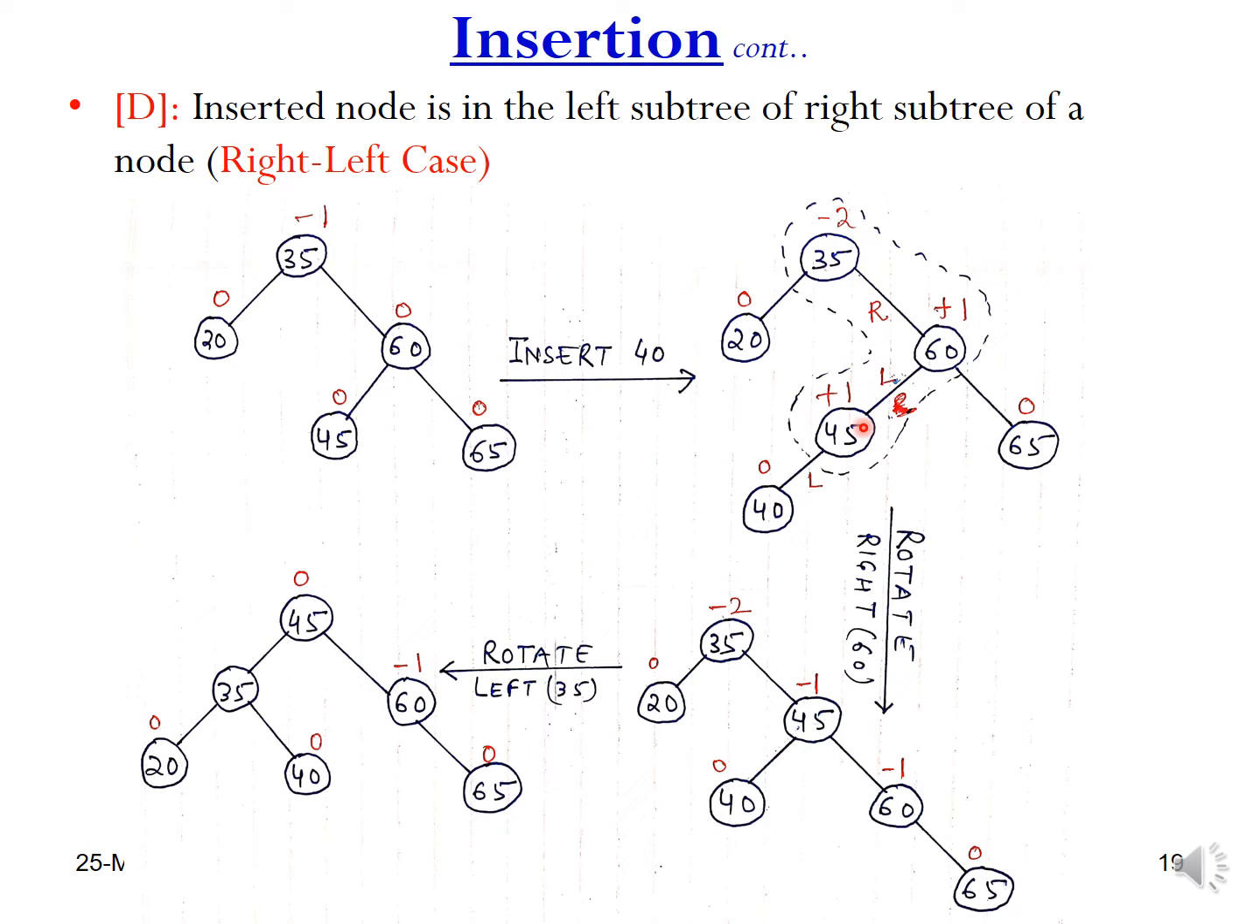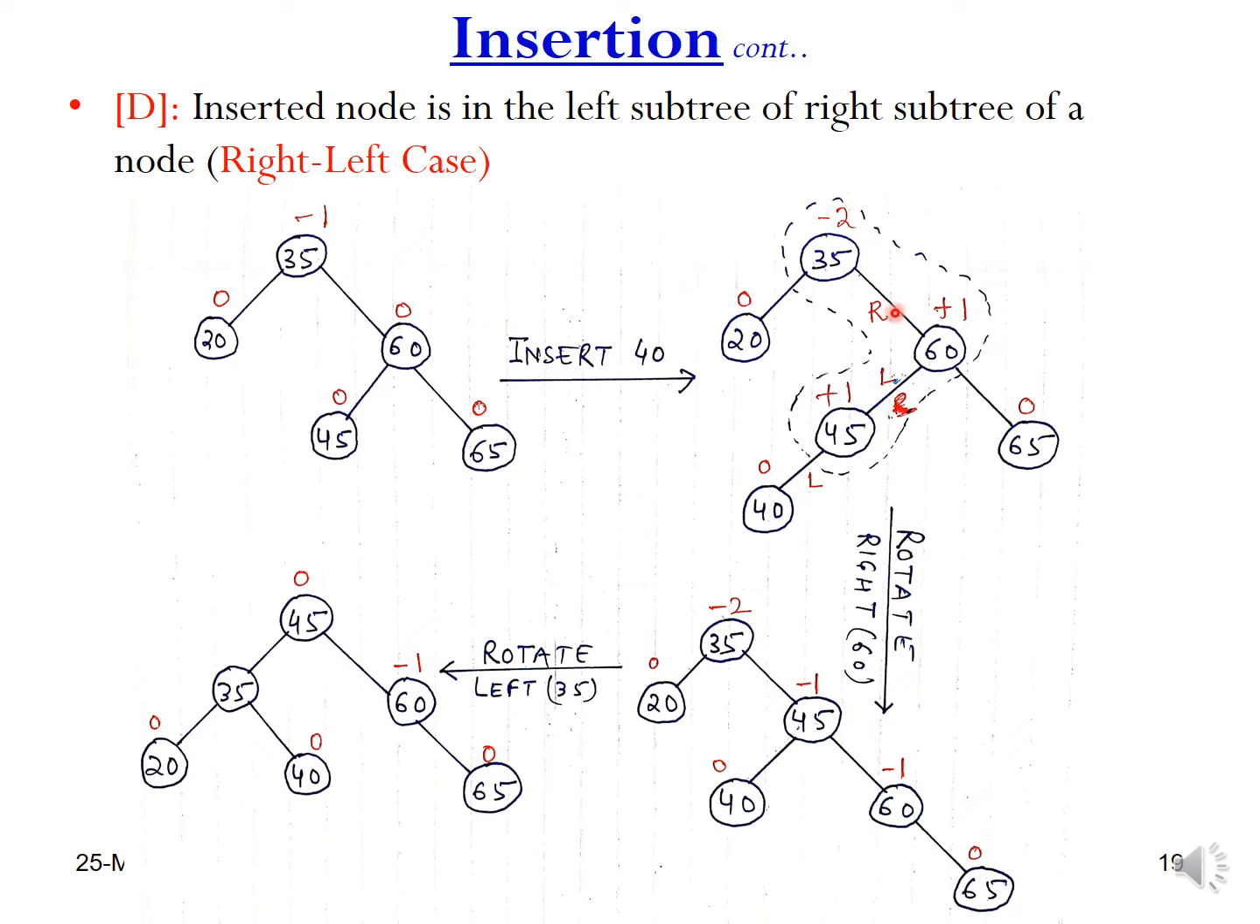We will first perform the right rotation and then the left rotation. Or directly we can say, because we consider only these three nodes, since the balance factor of this is minus 2, 35, 60 and 45. We will find the mid of these. The mid is 45, so directly we can see this 45 will come in the middle, 35 will come on the left and 60 will come on the right. Or we can see it in two steps.